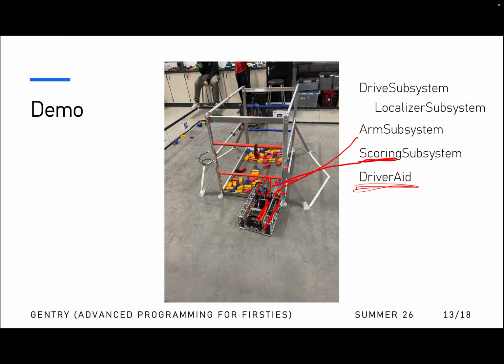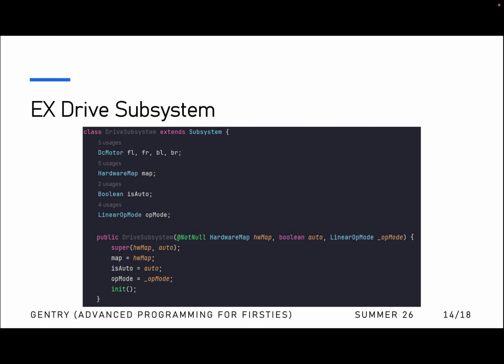was another kind of subsystem, but really it just made it easy for us to hit one button and it does basically that whole process all in one. And then drive subsystem is that base part. Localizer subsystem was just a Roadrunner wrapper. So for an example drive subsystem, we'll take our front left, front right, back left, back right motors, our hardware map, our auto Boolean, and then our op mode.